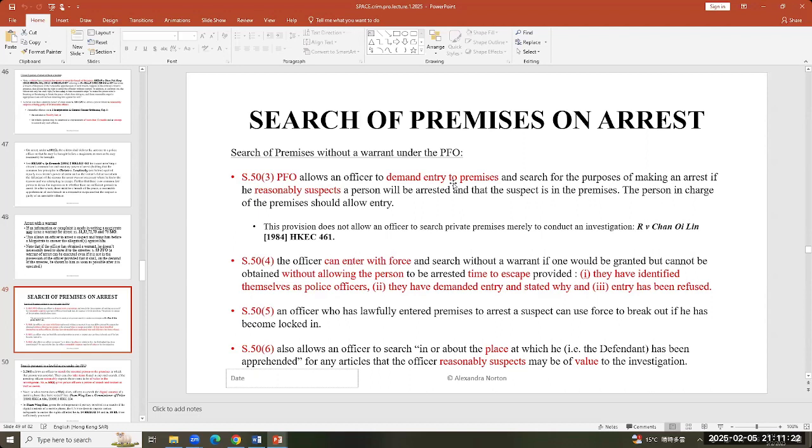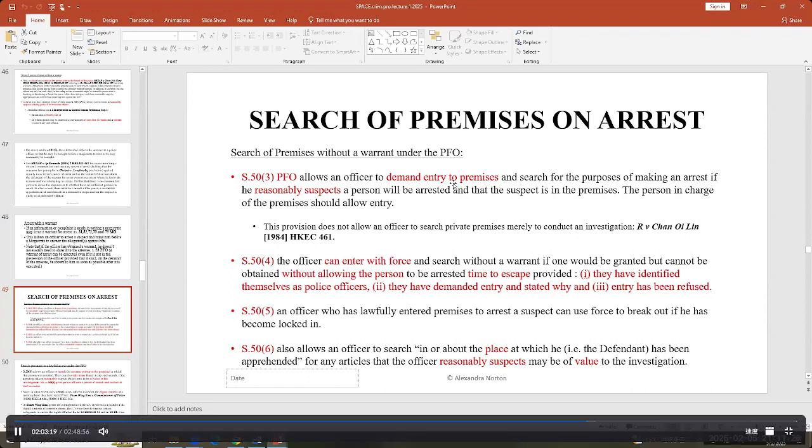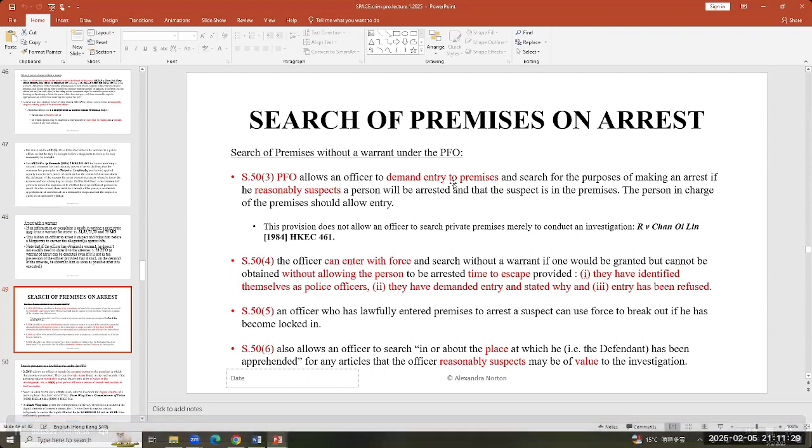They can even enter with force under subsection 4. Right? I'm sure we've seen on TV where they use the big battering rams to break down the door. Quite difficult in Hong Kong because usually the doors are behind metal gates as well. So that complicates things slightly.